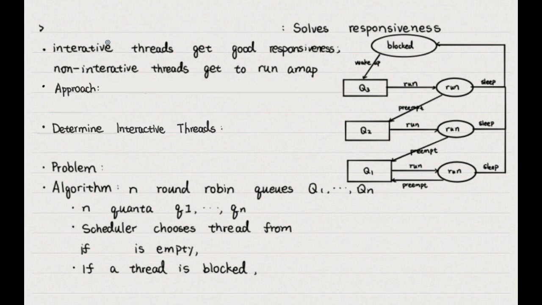So in general, we want interactive threads to get good responsiveness and the non-interactive threads to get to run as much as possible. To achieve this objective, we assign higher priority to interactive threads and lower priority to non-interactive threads such that the interactive threads have precedence over non-interactive threads.